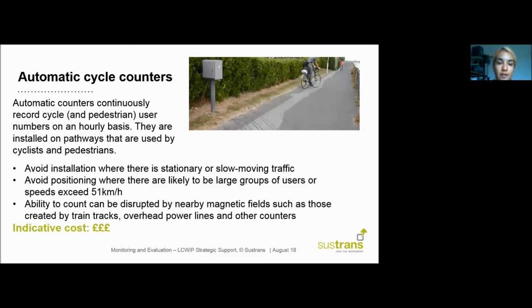In terms of their installation, they can be quite costly to install. So in terms of understanding usage across a wide or broad area, it may not be feasible to use automatic cycle counters because of their cost.